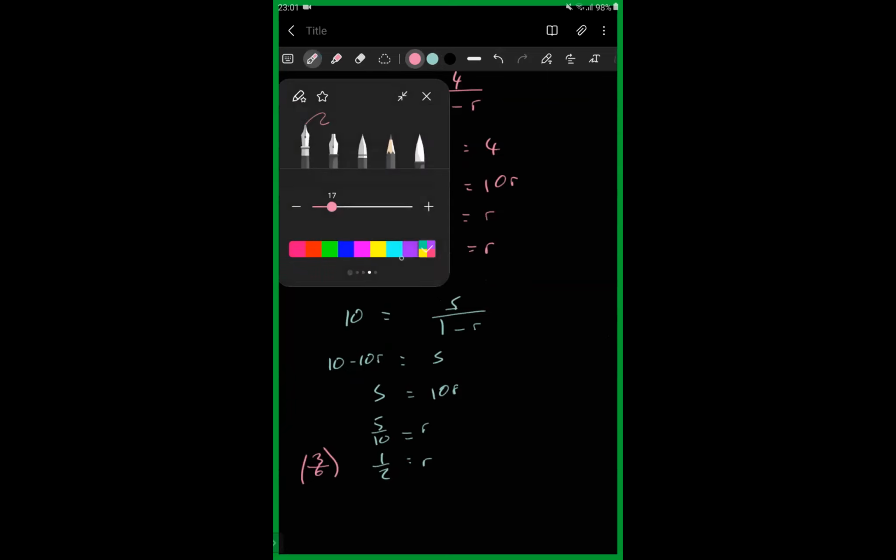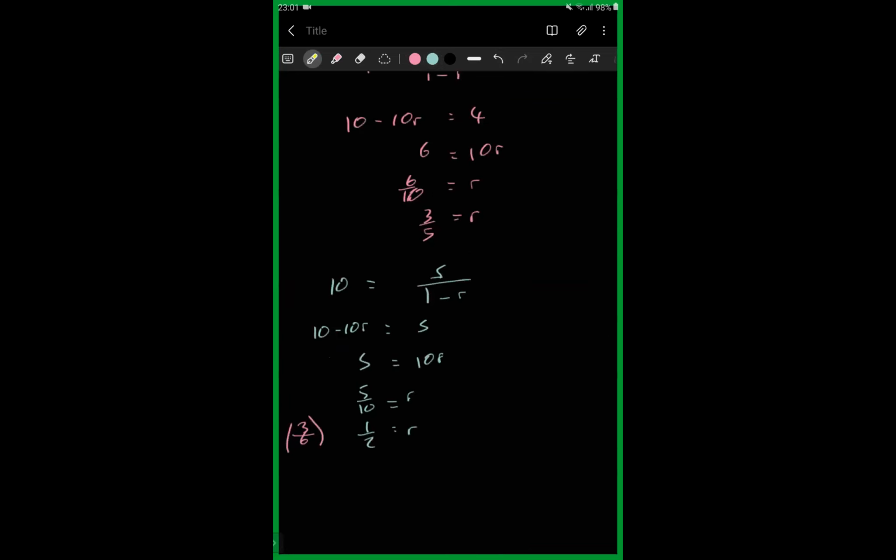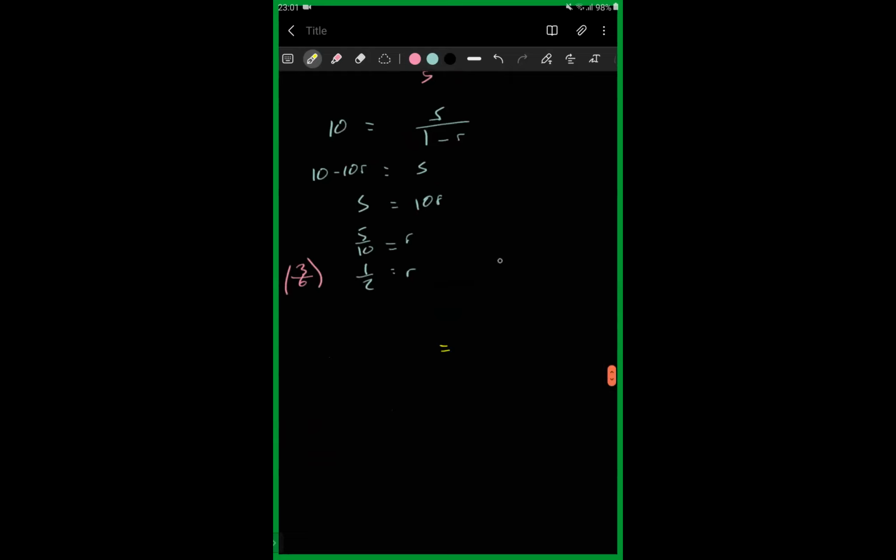Which is 6. So 6 is like 6 over 1 minus r. And then if you cross multiply, you're going to have 10 minus 10r. The 6 here, 10r here, the 6 goes over to the left. That's 10 minus 6, which is 4. And here you're going to have 4 over 10, and then you're going to have 2 over 5.